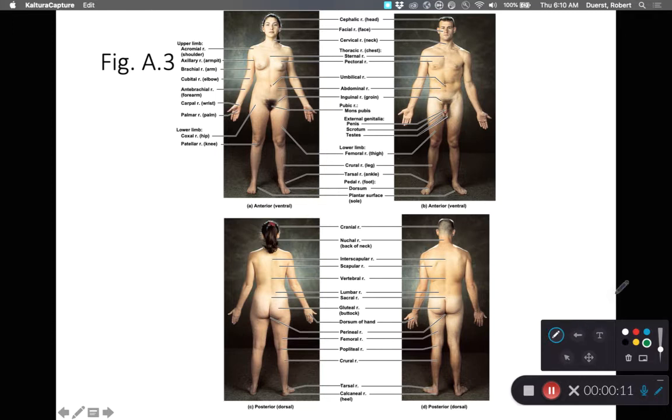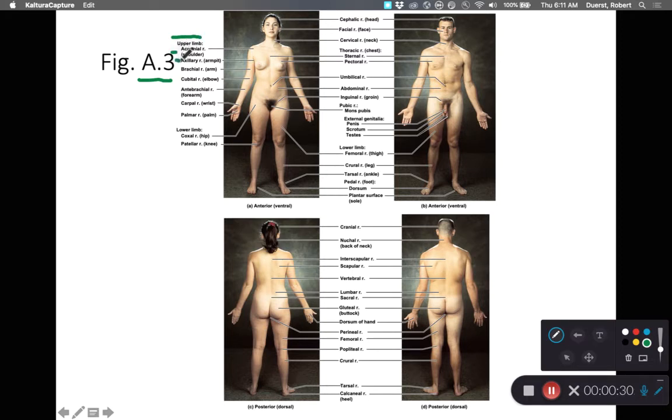Hey class, we're going to dive in and continue talking about generalized information of the human body. On this figure from your text, we have a figure from Atlas A of your textbook. A.3 is the name of the figure, and this just shows surface anatomy regions of the body. And we have larger regions and subregions.